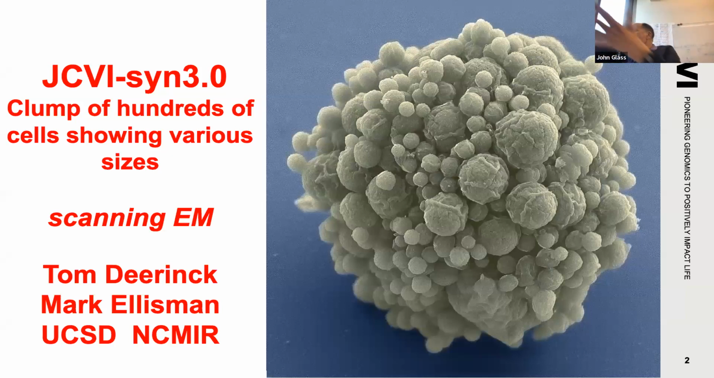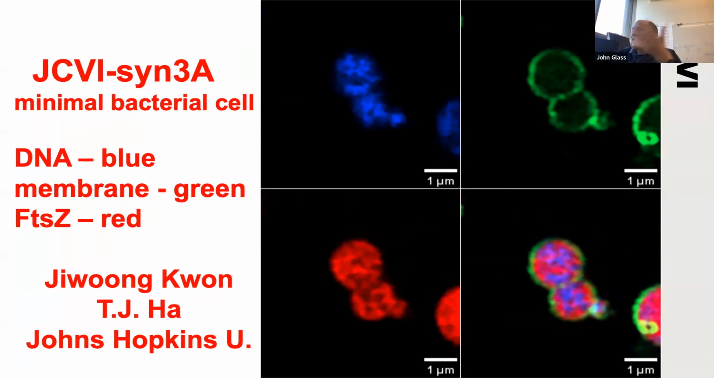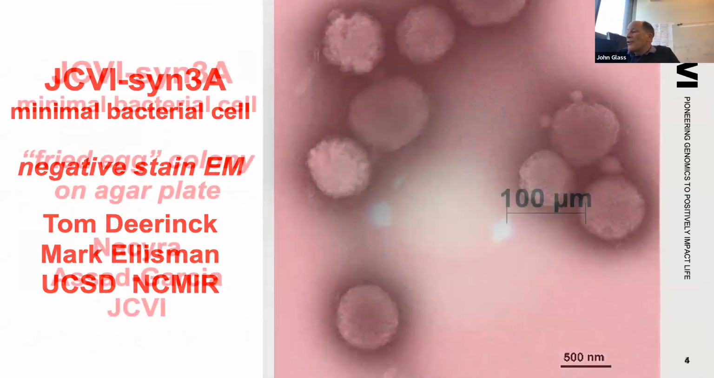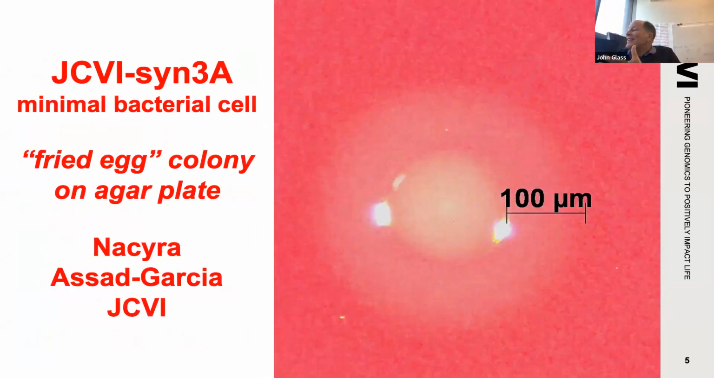Here's just a bunch of my friends, and they are all clumped together in this scanning electron micrograph. And then we've got some ultra high resolution microscopy where we can see these cells in the process of division. And this is light microscopy. And then here's some negative stain electron micrographs. Again, the minimal bacterial cell. Here's a colony that these cells make on agar. And it looks a little bit like a fried egg. You see the yolk and then the edges of the colony around it.